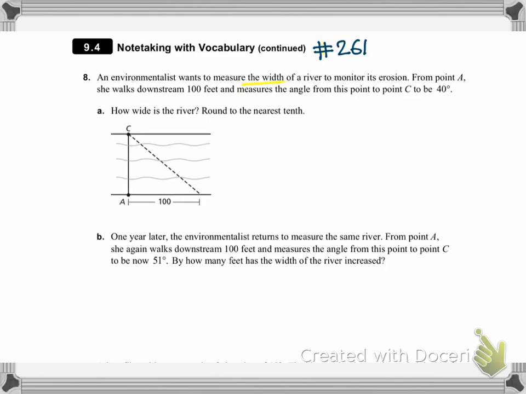From point A, she walks down 100 feet. So from point A, she walks down 100 feet here. And then she measures the angle from this point to point C to be 40 degrees. So she measures the angle, and this is the angle.